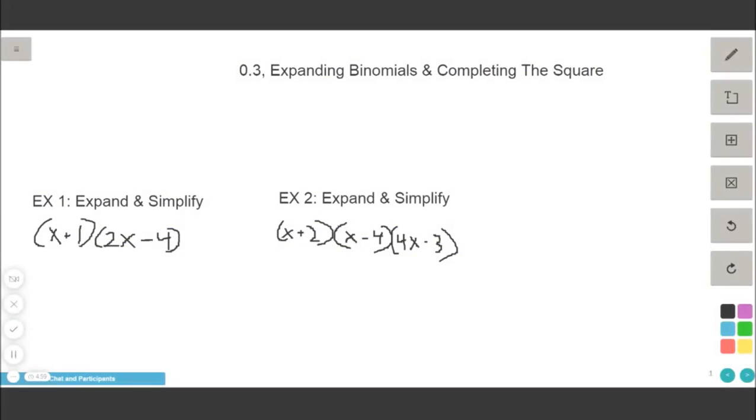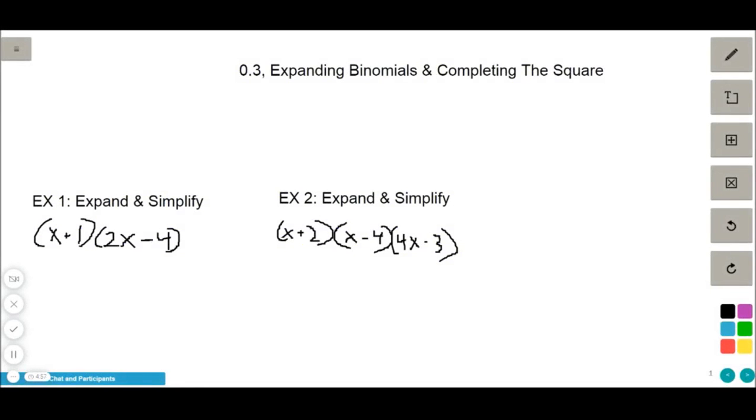Hello class, I'm back with the tutorial. So now in the diagnostic unit in chapter 3, it is on expanding binomials and completing the square. First off, I'm going to go on with expanding binomials. So I'll explain what expanding binomials really is.